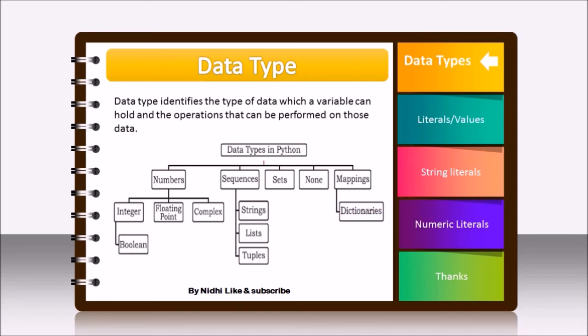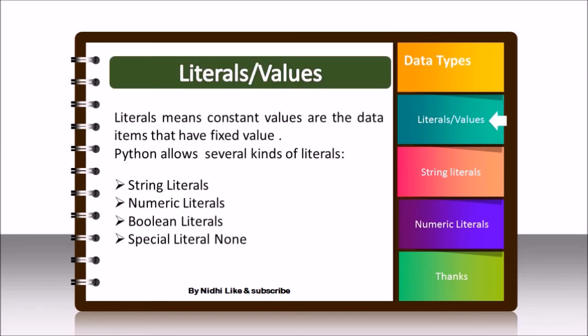So we will talk about these later in a different chapter. Sequences, sets, none, and mappings, that is dictionaries. So we will talk about them later. Just now we are talking about literals. Literals means a constant value. Literals are of different types. We will talk first about string literals, then numeric literals, and then boolean literals, special floating point literals, and the special type literal, that is none. Literal values mean the constant value that a data item can have, that fixed value. It can be a string literal or a numeric literal.